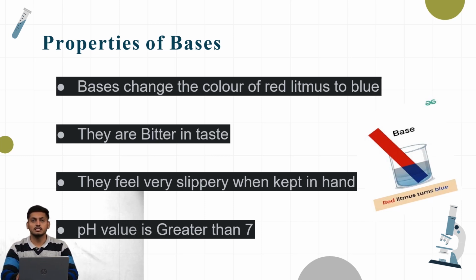Whenever you get a chance to visit a laboratory, ask the lab attendant to provide you sodium hydroxide. When you keep it in your hand, it will feel very slippery. The fourth one is that the pH value is always greater than 7.